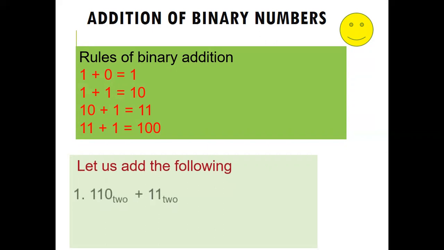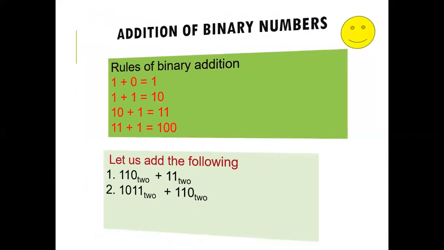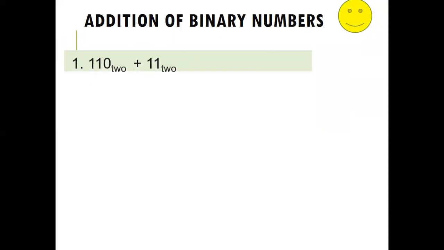Now let us add two different sets of questions. Let us add 110 + 11 and 1011 + 110. Okay, so let's start with the first one. So I have 110 + 11. Now I'm going to lay it out the normal way we usually lay out addition. You need to be very careful when you're laying out your work. You need to take account of the place values of the digits. So I'm going to lay it out like this.